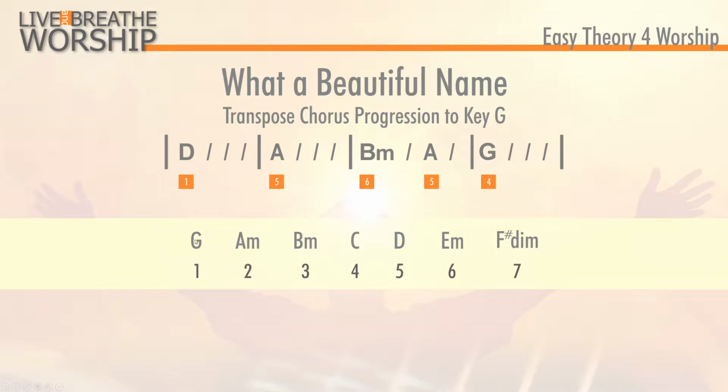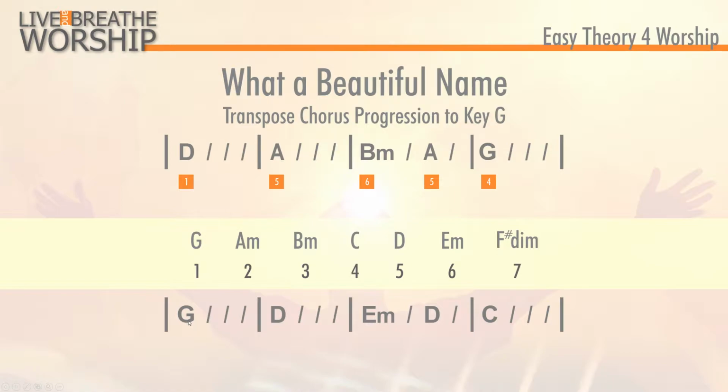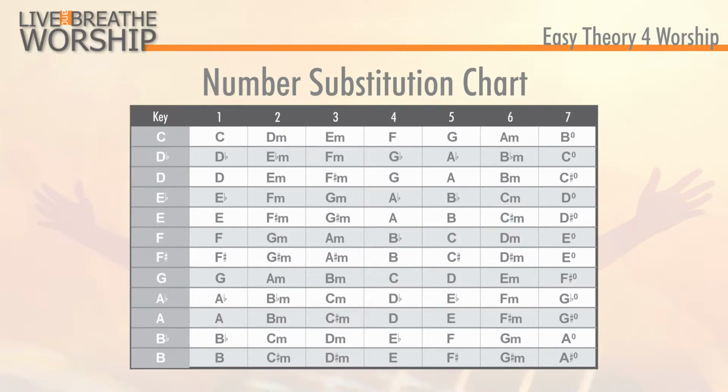So the 1 chord is a G, the 5 is a D, the 6 is an E minor, the 5 is a D, and the 4 is a C. So you can see here that the chord progression has now been set out in the key of G just by purely matching up the numbers from this key into this key. So what I've done here is I've created a number substitution chart. Now this chart will help you as a reference, and I'll put a link to it in the description below so that you can download it and print it out.